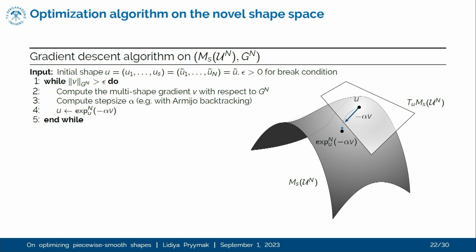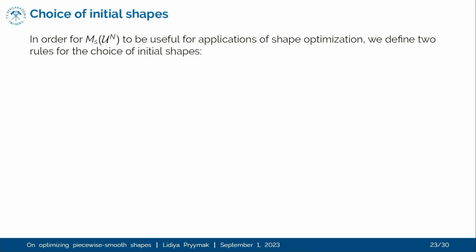Good. So we have our novel shape space and our optimization technique, and we have to keep in mind that we do all this theoretical part to apply it to real life applications. They're not always like that in real life, so we need to make some adjustments to our shape space, especially to the choice of initial shapes, so that it is useful for us in the optimization algorithm. So we define two rules for the choice of initial shapes.